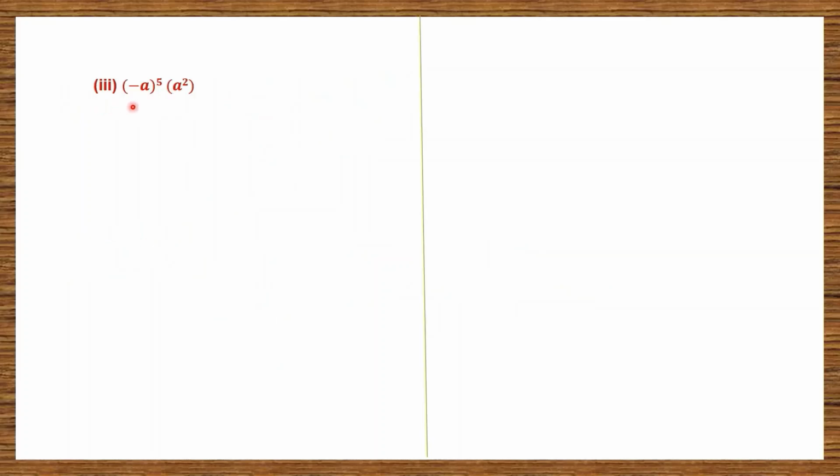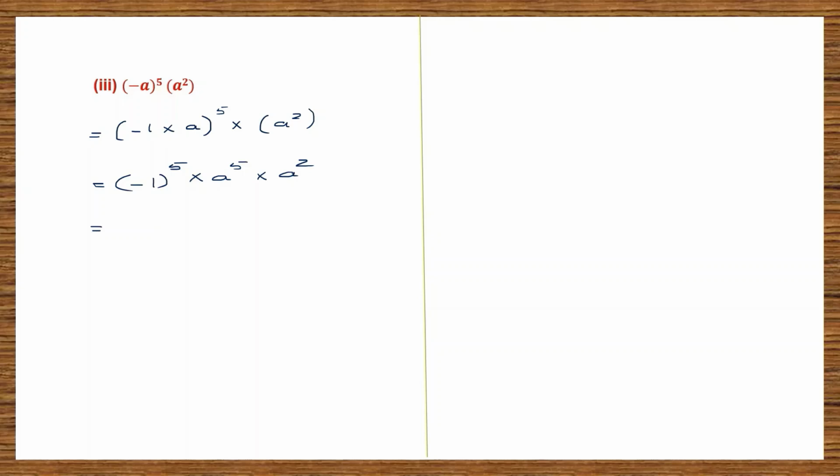Question 3, minus a the whole raised to the power of 5 into a to the power of 2. So how do we write this? We write this as minus 1 into a. Okay, minus 1 into a to the power of 5 into a to the power of 2. So when you have a negative variable, you have to write it like this, minus 1 into a and the whole thing raised to the power of 5. Now let's separate each one. So minus 1 is raised to the power of 5 into a is raised to the power of 5 and the other one is a raised to the power of 2.